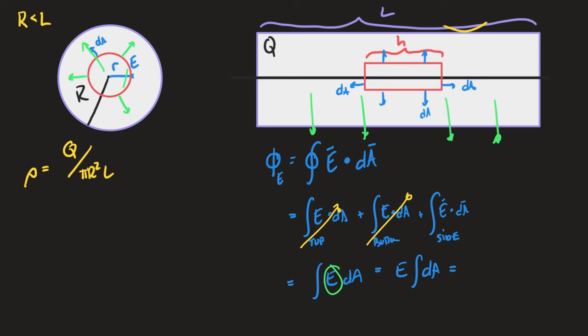And then all we have to worry about then is finding an expression for the area of the side, which is 2 pi r h. And that becomes our expression for the flux. That the total flux is E times 2 pi r h.